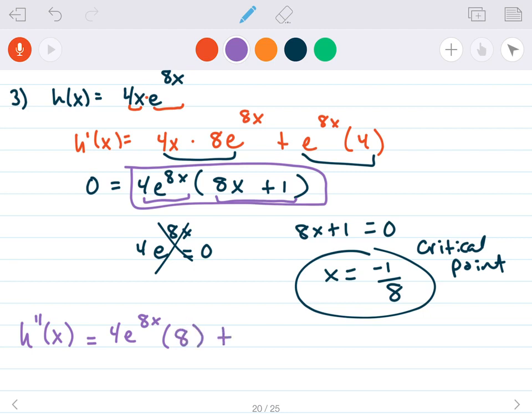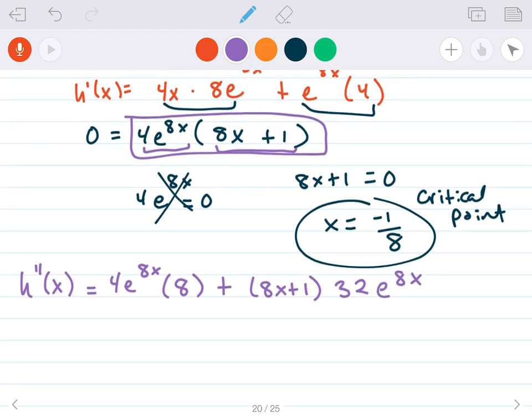Plus, keep the second times the derivative of the first. Well, the derivative of 4e to the 8x is going to be 32e to the 8x using the chain rule. All right. Now what I'm going to do is factor out a 32e to the 8x, because 4 times 8 gives me 32. Both of these terms have an e to the 8x. So let's do that.